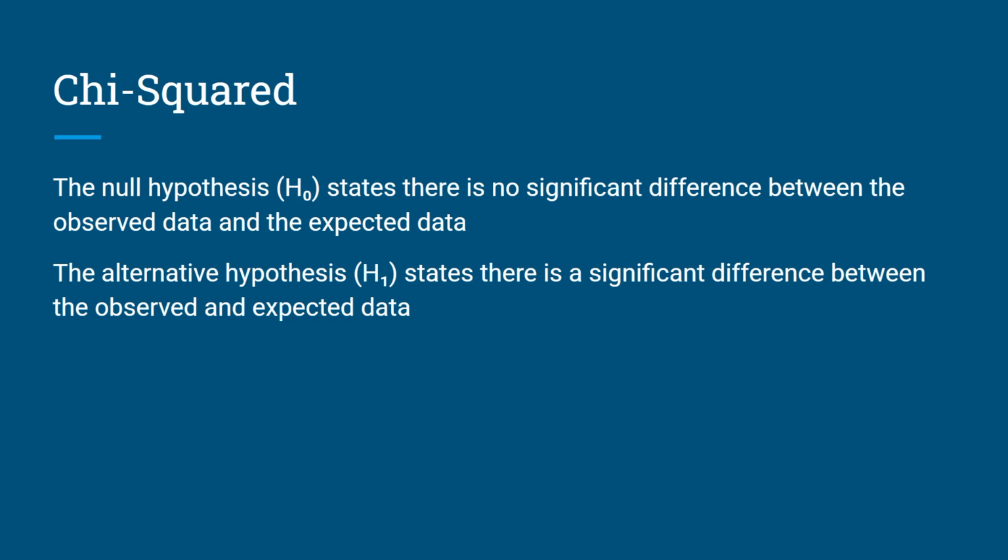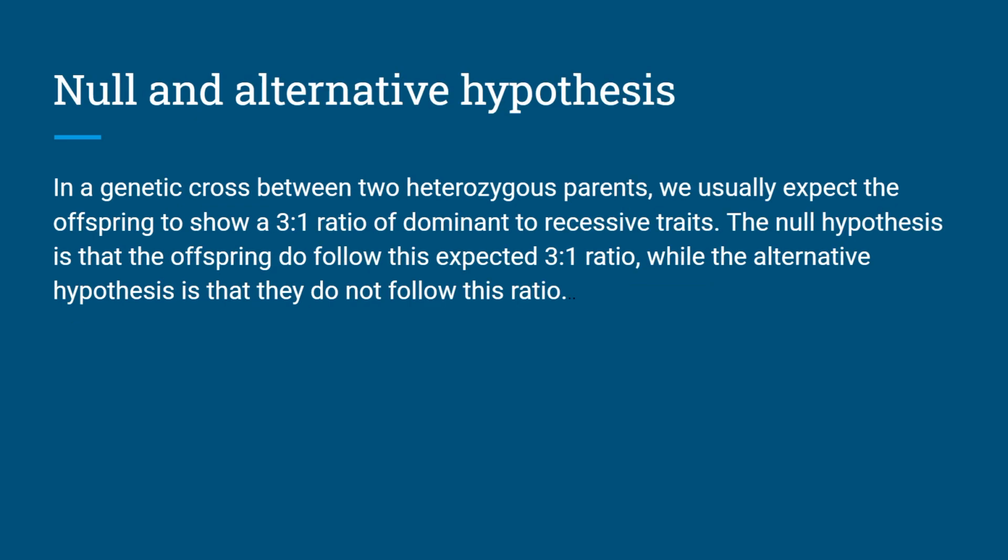data. Now, suppose we have a genetic cross between two heterozygous parents. We would usually expect the offspring to show a 3-to-1 ratio of dominant to recessive traits. The null hypothesis is that the offspring do follow this 3-to-1 ratio, whereas the alternative hypothesis is that they do not. Now, suppose we were to cross two heterozygous parents with brown eyes, we would expect there to be 3 brown-eyed children and 1 blue-eyed child out of 4 offspring.